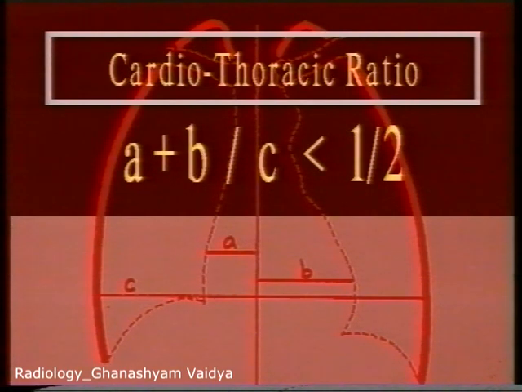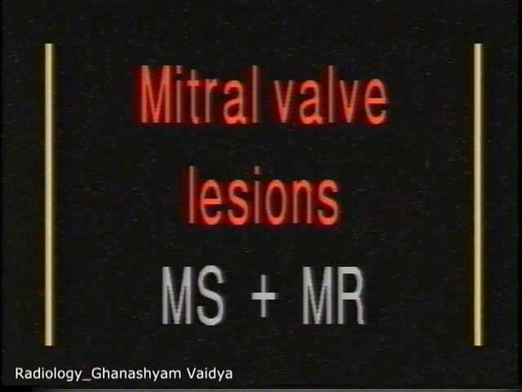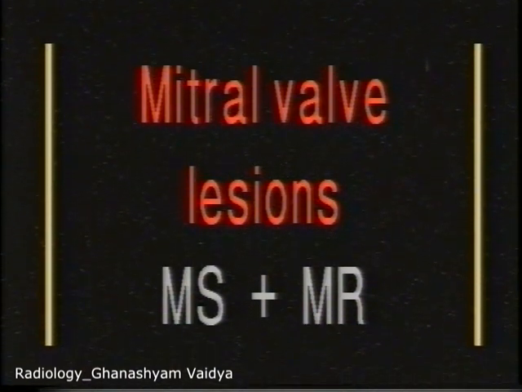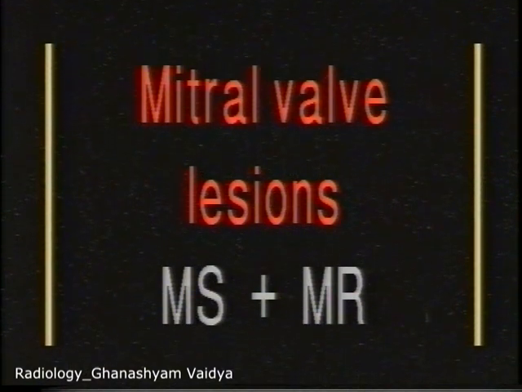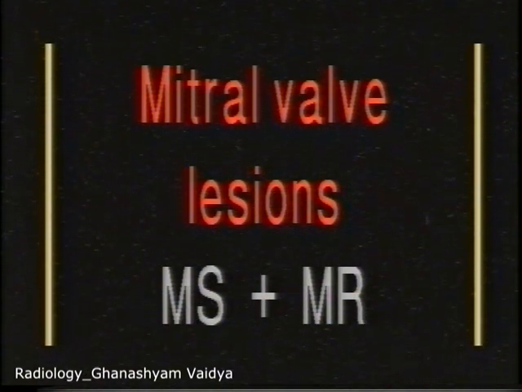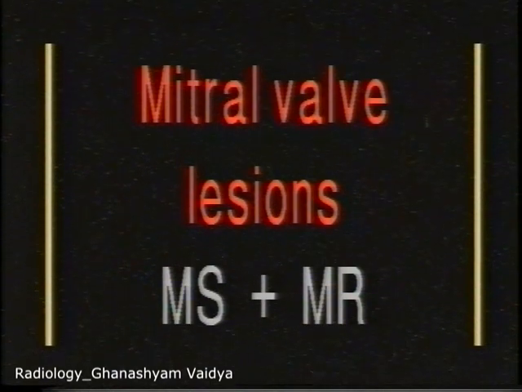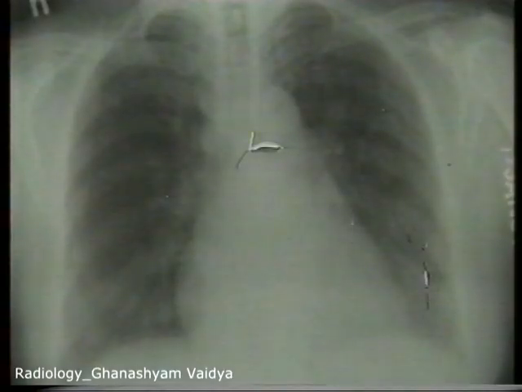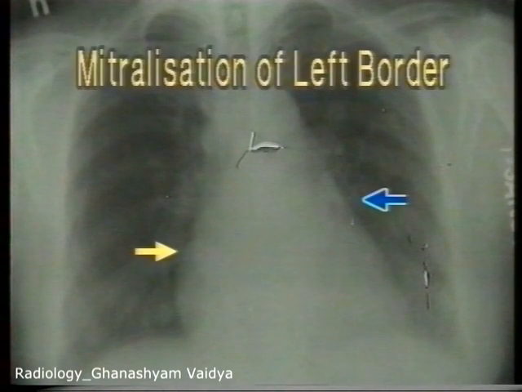Now let us study the radiological characteristics of some of the common conditions of the heart, starting with the mitral valve lesions. The radiological features of mitral stenosis and mitral incompetence are similar, and we will study them together. There is a straightening of the left heart border due to enlargement of the left atrial appendage, which fills the concavity between the pulmonary conus and the left ventricle. This is also termed as mitralization of the left heart border. The other signs of left atrial enlargement will also be seen, that is the double atrial shadow shown here by the white arrow and elevation of the left bronchus.